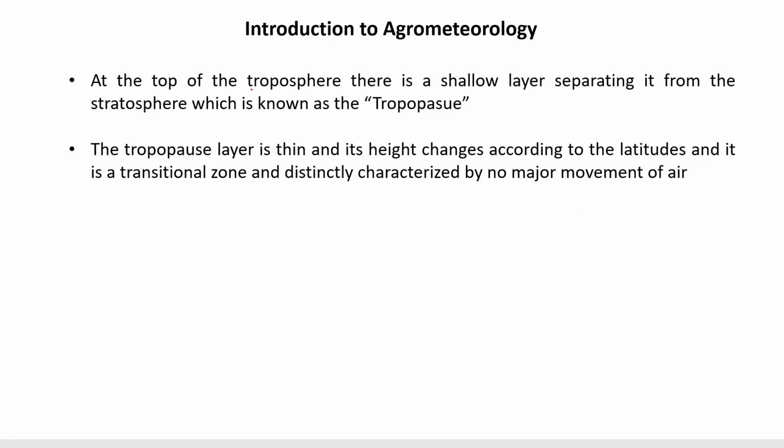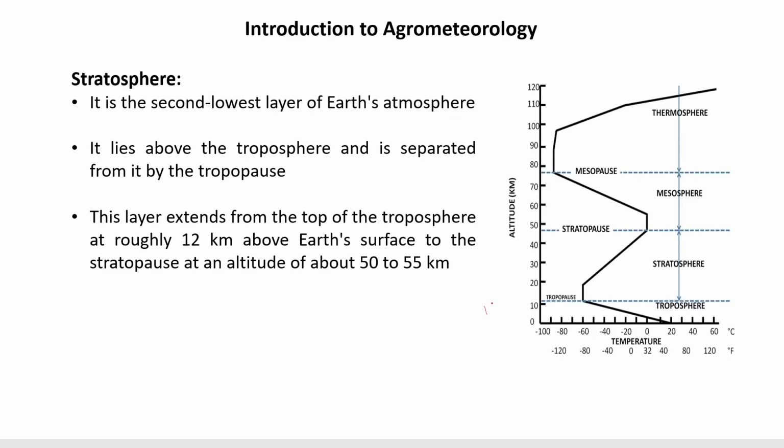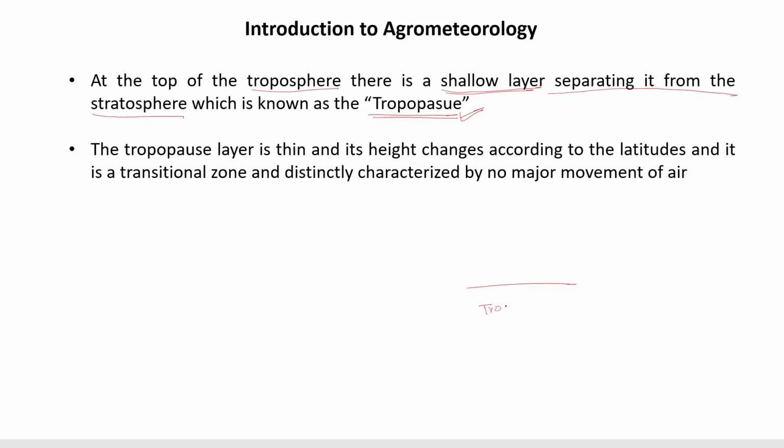At the top of the troposphere, there is a shallow layer, a thin layer, separating it from the stratosphere, which is known as the tropopause. Very, very important. So we have the troposphere, we have the stratosphere, and in between there is a thin layer which is called the tropopause.